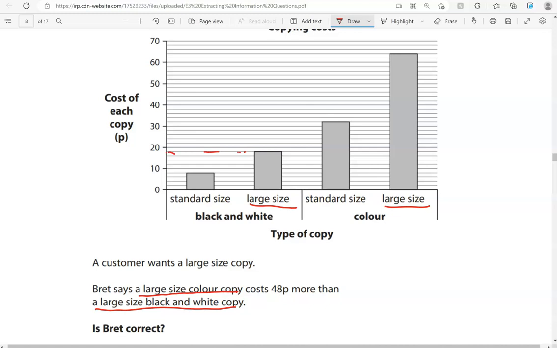For black and white, that is in between 10 and 20. We've got 1, 2, 3, 5 divisions, so it must be going up in twos. So 10, 12, 14, 16, 18. And for the color copy, it's in between 60 and 70, so 60, 62, 64.